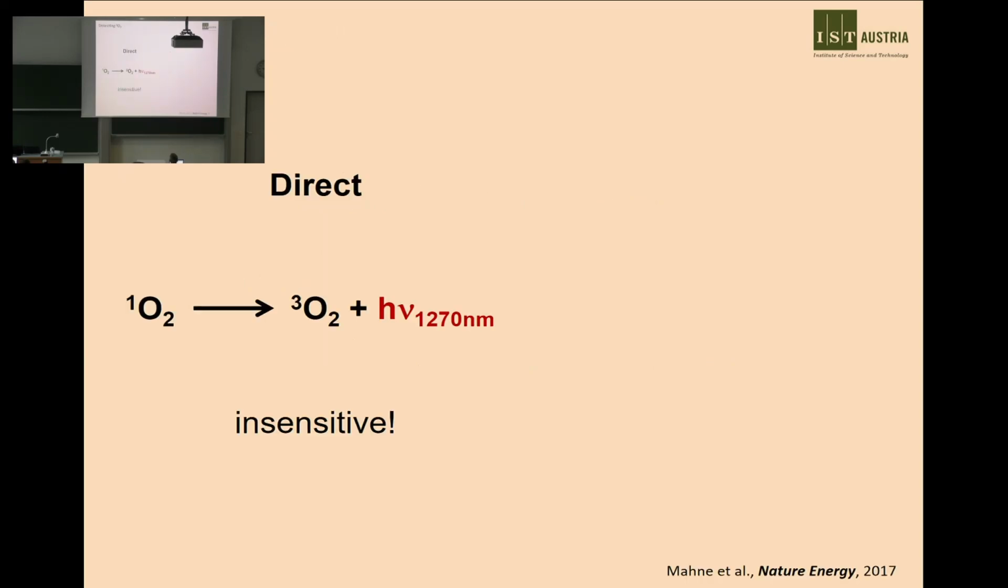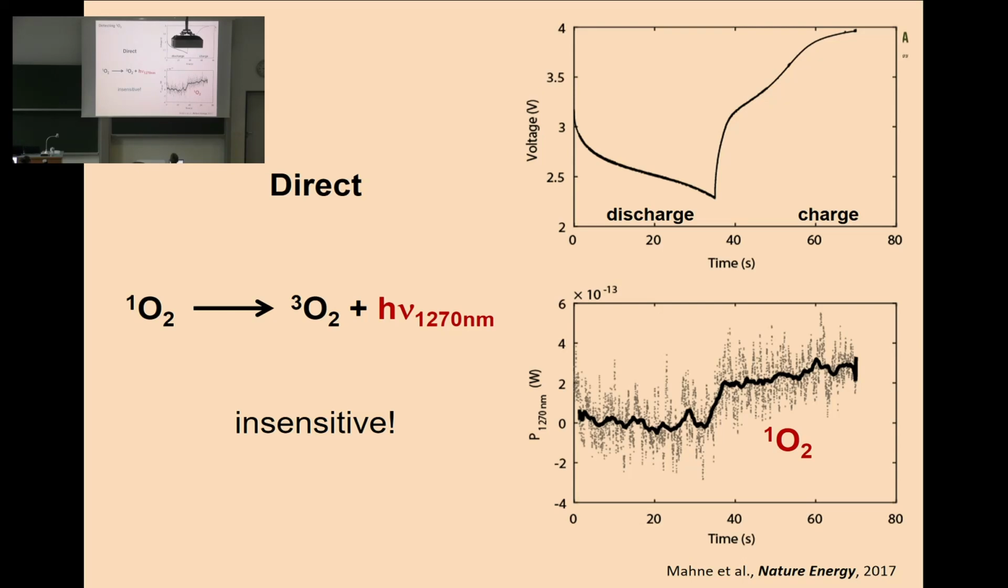So we have two possibilities. The one is direct detection of the characteristic wavelength of 1270 nanometer, which, when you have singlet oxygen in a condensed medium, will spontaneously decay and emit. But it's quite insensitive to measure. Still, we were able to do this, and we could see that at least on charge, we could see a significant amount of singlet oxygen. So this is the very direct proof.